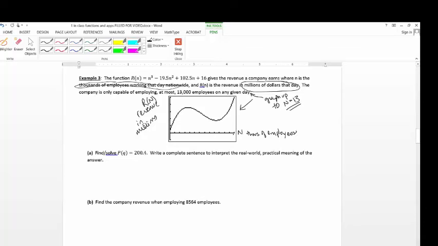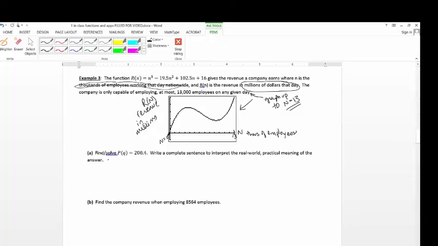What we see here at the very end of this graph is N equals 13. The very beginning of the graph is N equals 0, because the lowest number of employees you could possibly employ is 0 employees. And then I produce the graph from there.